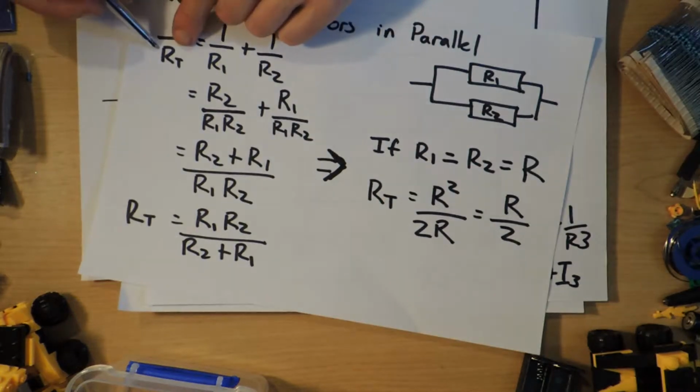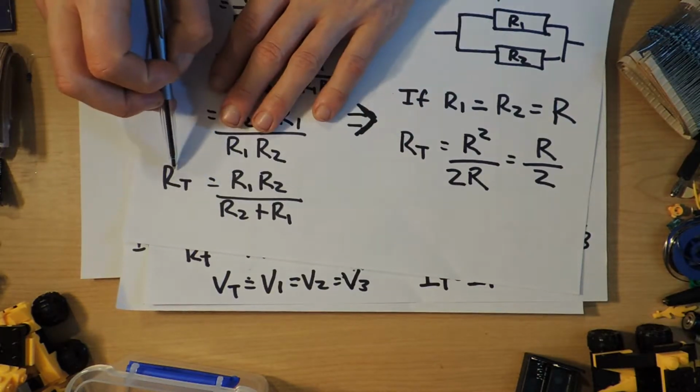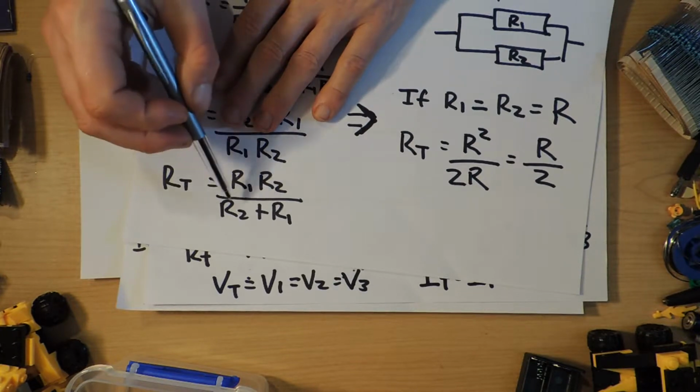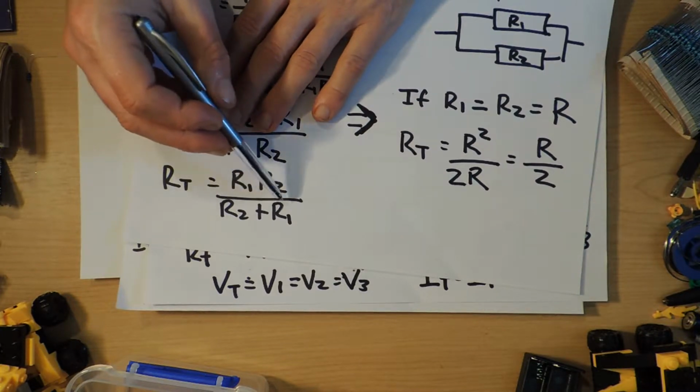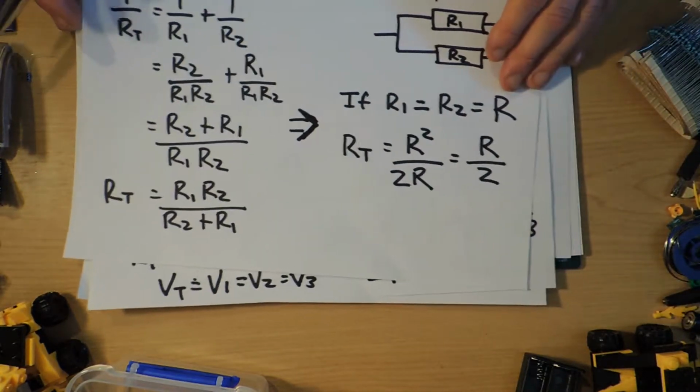equals 1 over RT. And if you flip that over, get the reciprocal, you end up with R total equals R1 times R2 over R2 plus R1. Well, swap them around so it makes sense.